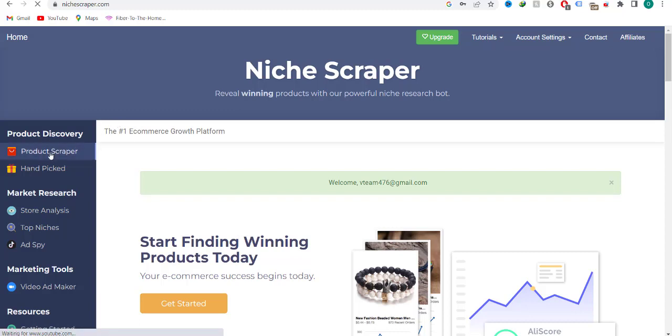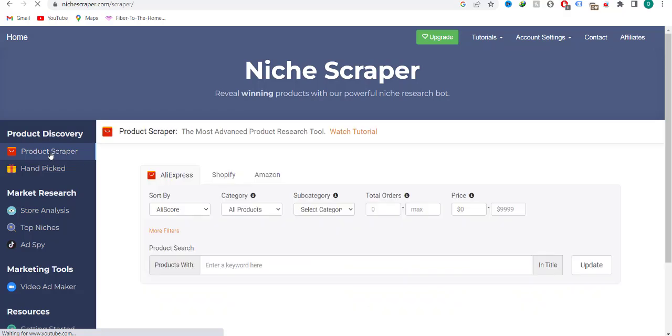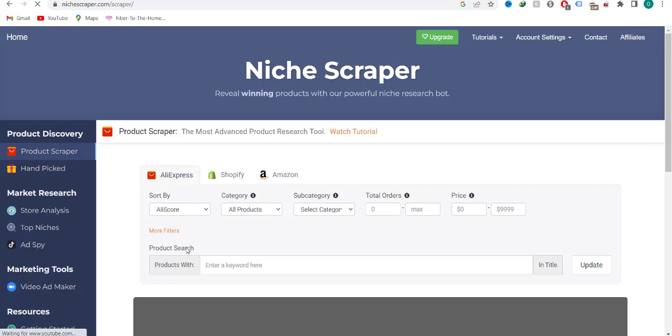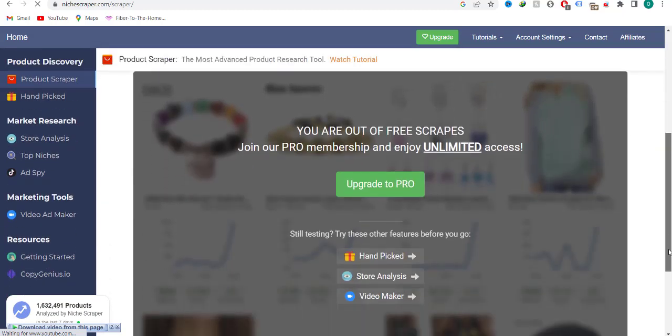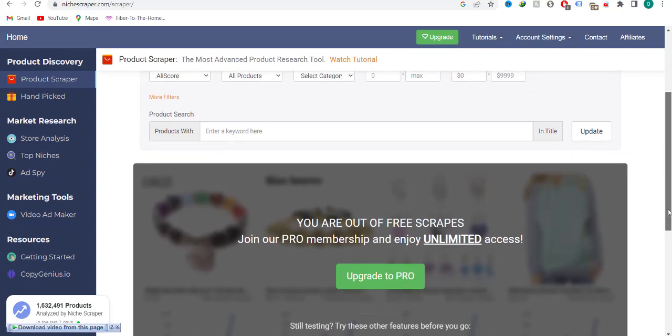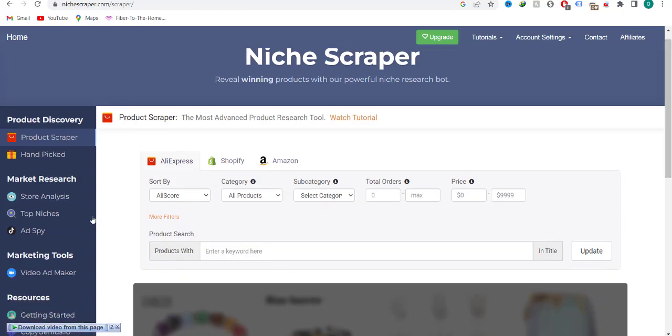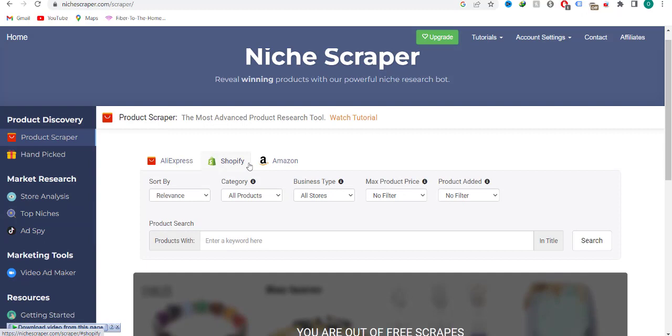So as you can see here, let's say you're tired of going on AliExpress to find products that you're not sure are going to convert, or you're not sure about the past analytics of the product. You can use this tool and filter by score, categories, subcategories, total orders, and the price of the product. Although I've already exhausted my free trial, so to use unlimited access, I need to upgrade to Pro, which I'll do later.